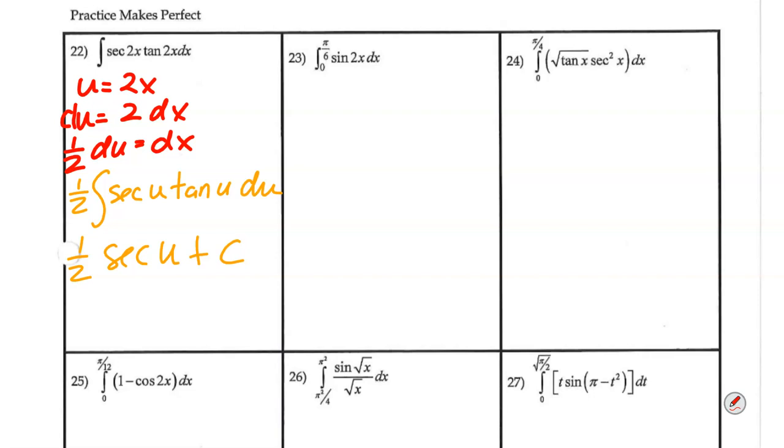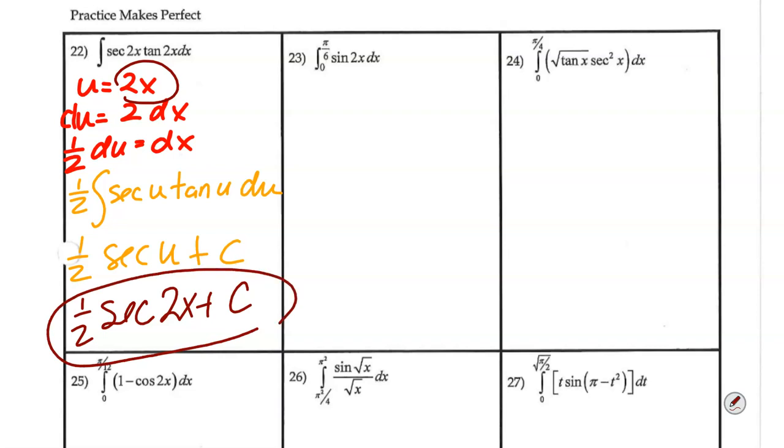It's like a snowball rolling down a hill, becoming an avalanche. This is going to be this, and then how do I finish the question out? What's my final answer? I have to do 1/2 secant, and then I have to replace my u with 2x plus c. And if you were to take the derivative of that using the chain rule, which we're going to refresh our memory on later, then you actually are going to get that back. All right, last one. Are we okay with that?